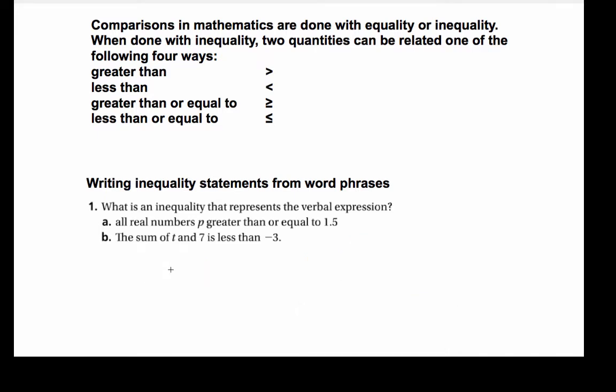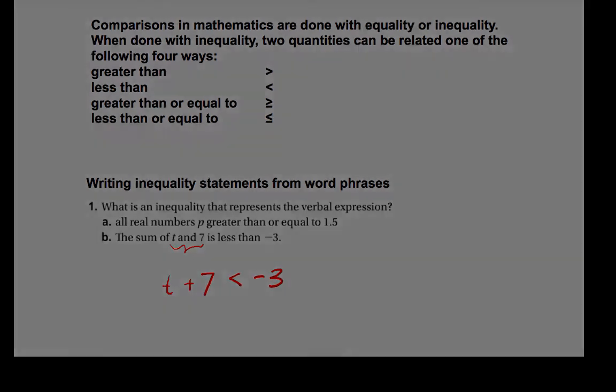So my second example here, the sum of t and 7 is less than negative 3. So here we have a sum, t and 7. So that means t plus 7. And they say that sum is less than negative 3. So that's how we would write that.